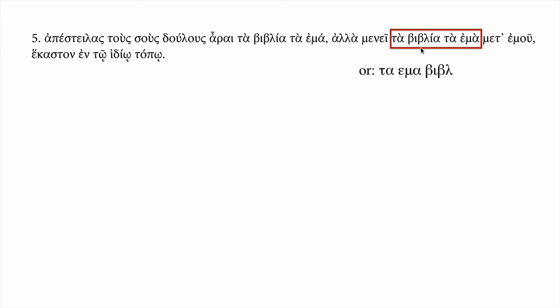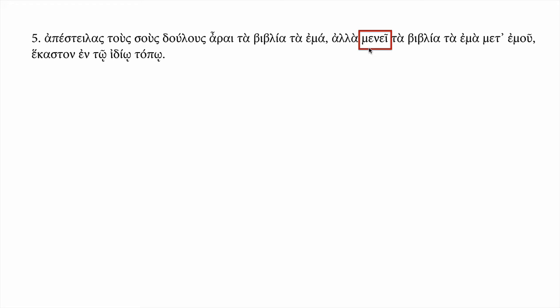Let's just do my books. Various ways to write it. Ta ema biblia, you could put the adjective up front. You could also say ta biblia mou with the genitive of the word me, and the word me comes in two varieties, mou or emou. They both mean the same thing. My books, ta biblia, ta ema, are going to remain, menei.